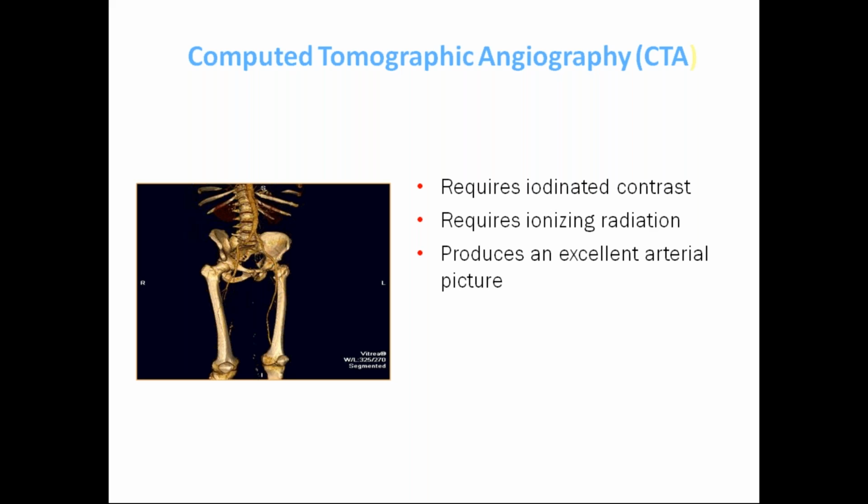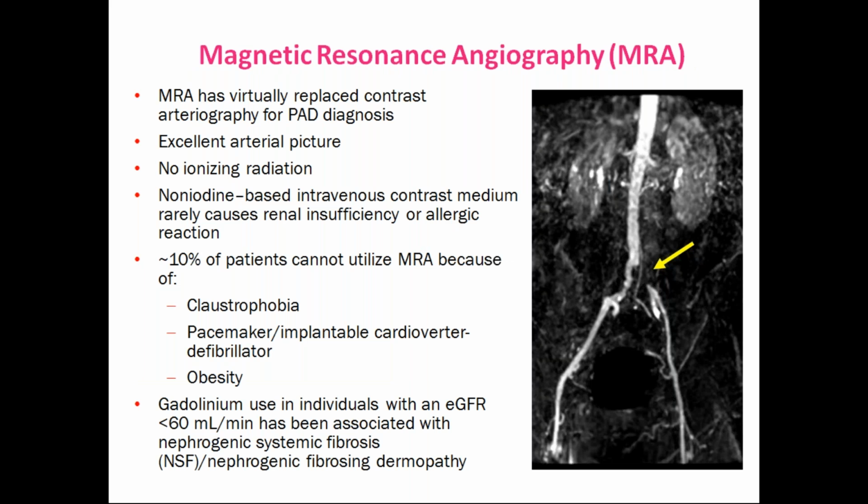So computerized tomographic angiography requires iodinated contrast, requires ionizing radiation, and produces an excellent picture. So this is magnetic resonance angiography showing the MRI image of the angiogram. It is an excellent arterial picture, and it has no ionizing radiation, and it uses a non-iodine based intravenous contrast medium, which rarely causes renal insufficiency or allergic reactions.